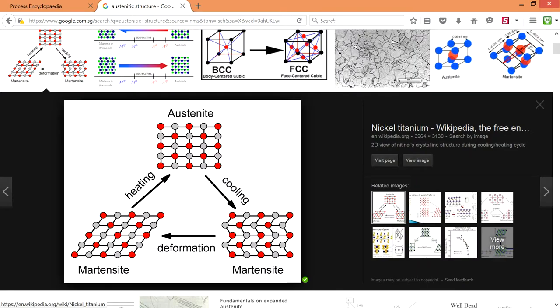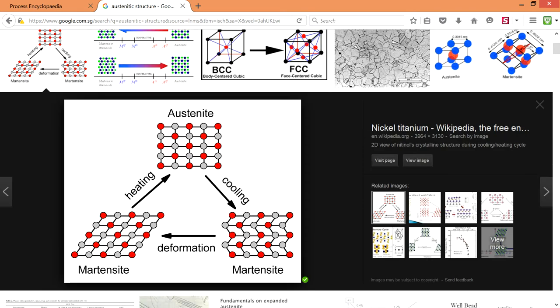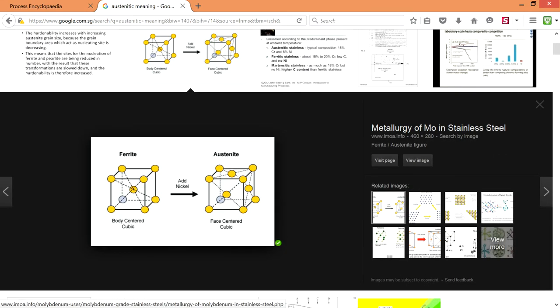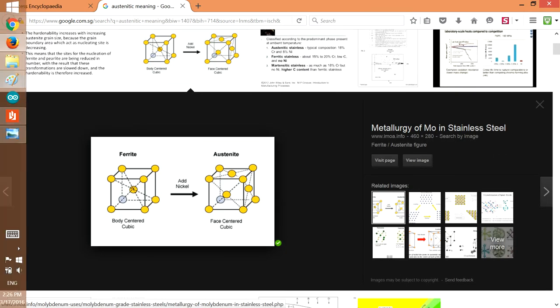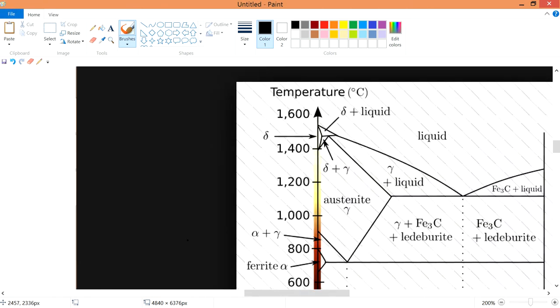As you can see, when martensite is heated it goes to austenite, and when cooling it goes to martensite, and deformations go to martensite too. Austenite is more neatly arranged; I think the FCC is the austenite. So to make it clearer, if you heat up your material super fast, like with the laser beam, you actually put your material into the austenite region.